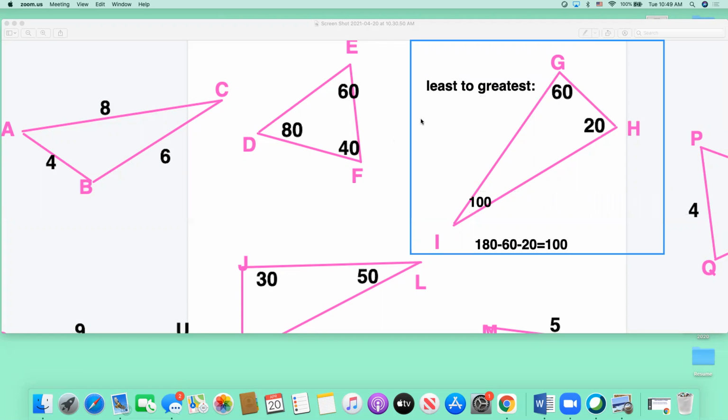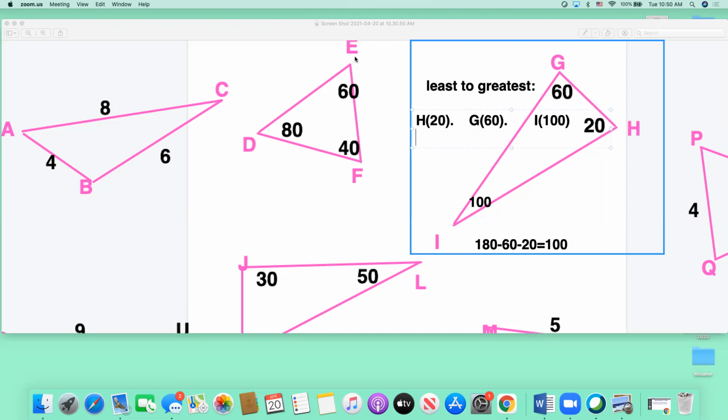So what is going to be our smallest side? Or here, let's put our angles in order first and then we can do our sides. So what's our smallest angle? H, yep, it's 20 degrees, right? What's our one in the middle? Which is 60. And what's our biggest angle? I, which is 100. Do we understand that so far?